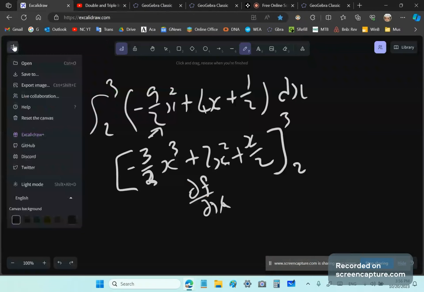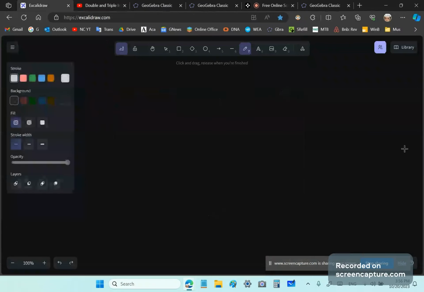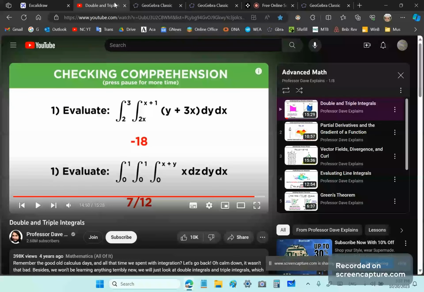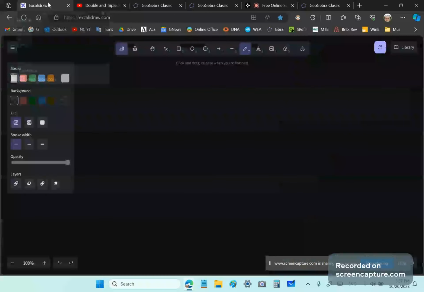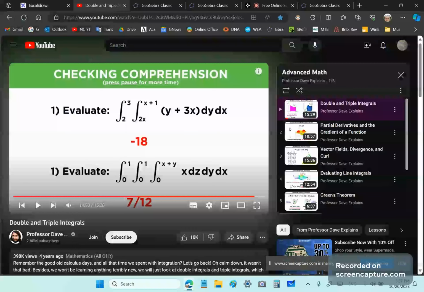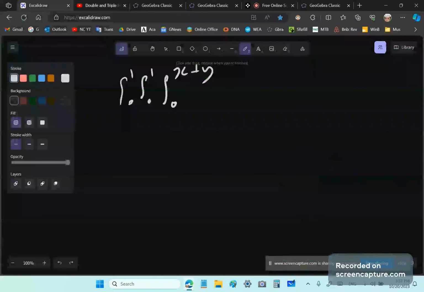Clear the canvas. Okay, so that integral there is going to be, what is that? That's going to be 0 to 1, 0 to 1, 0 to x plus y. So let's see here if I remember this correctly. And then he says x dz dy dx, okay? So then he has x dz dy dx. So again, we apply the mean value theorem here. Leave the first two alone.